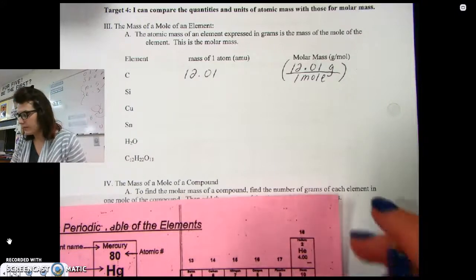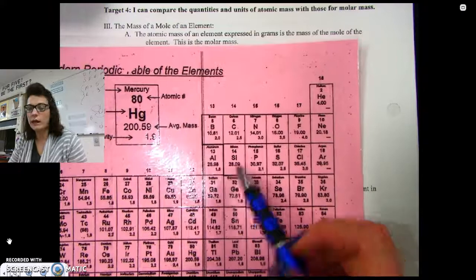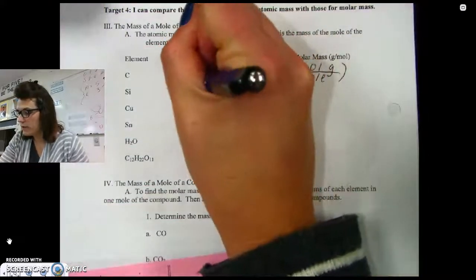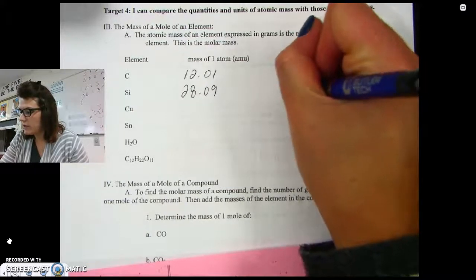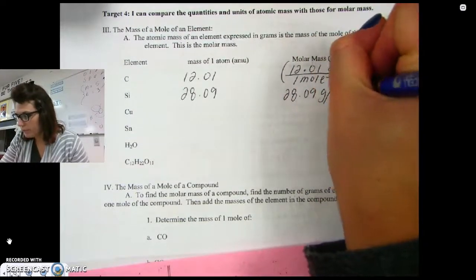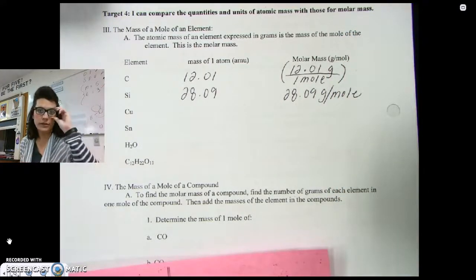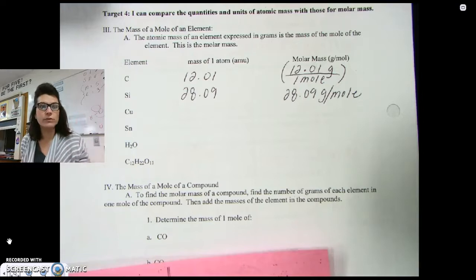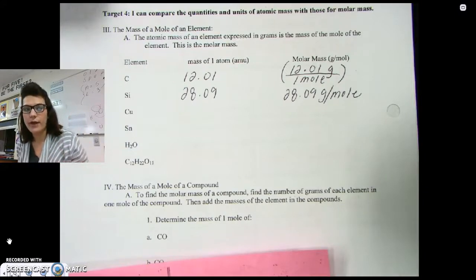I can do the same thing for silicon. Silicon's AMU is 28.09, so I can write 28.09, and I can say that its molar mass is 28.09 grams per mole, because every time you have per something, it's 1, right? Just like miles per hour. So if you're going 65 miles per hour, that means you travel 65 miles in 1 hour, okay?